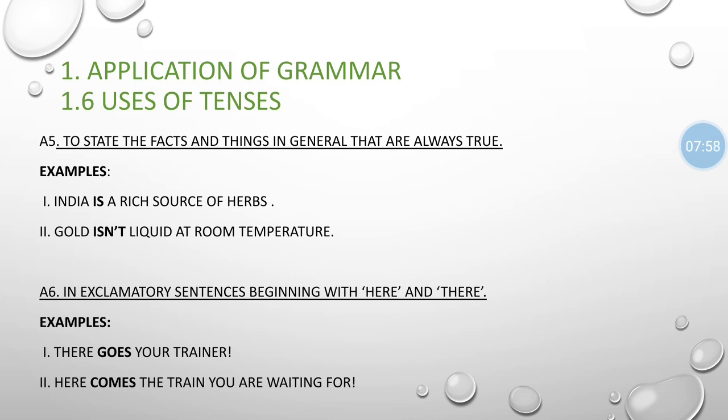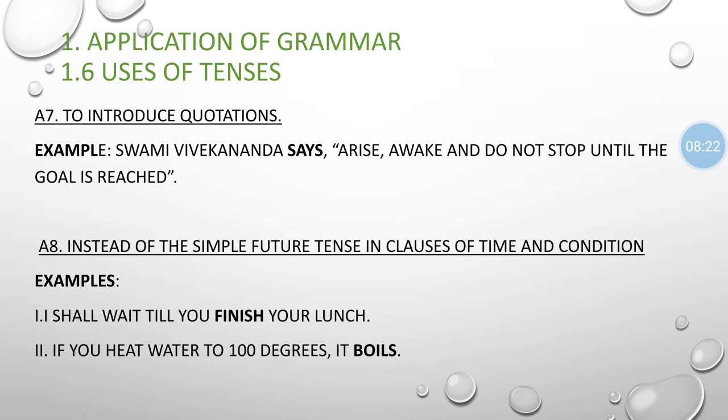In an exclamatory sentence beginning with here and there, for example, There goes your trainer. Here comes the train you are waiting for. For exclamatory sentences beginning with here and there, the simple present tense is used. In these sentences, goes is V1, the first form, and comes is also a verb in the first form, because the subject is third person singular.